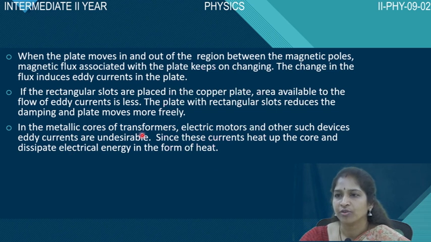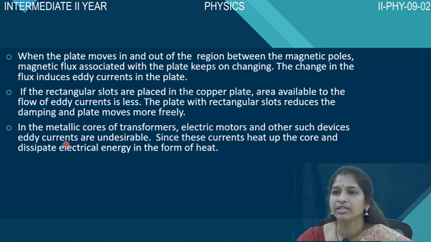In metallic cores of transformers, electric motors and other such devices, eddy currents are undesirable, since these eddy currents heat up the core and dissipate electrical energy in the form of heat. See what we have discussed: in transformers and electric motors, eddy currents will be generated. According to Lenz's law, these currents oppose the original cause that produces them. So these eddy currents try to reduce the efficiency of these transformers and electric motors.